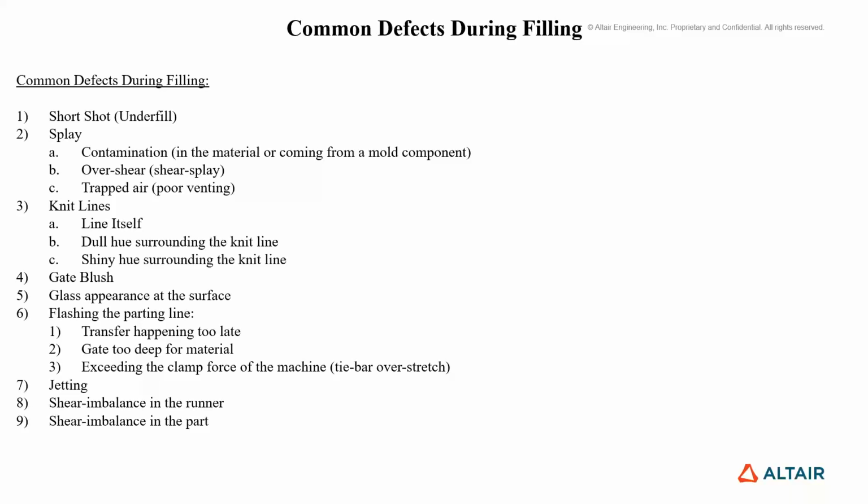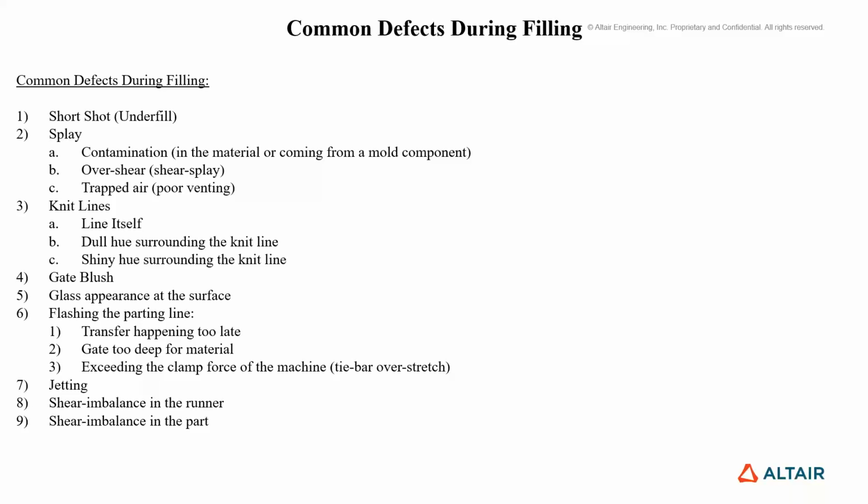Gate blush, glass appearance at the surface. If you take a heavily glass-filled material, or even not all that heavily, and you try to make it flow slowly, you'll see a lot of glass on your surface. As you make it flow really fast, one of those things about viscosity dropping with shear rate, if you run it really fast, the shear rate goes high, the viscosity drops, and it wets out the surface, and the glass stays underneath, and you don't see the glass. So if you want to get rid of the appearance of glass, you flow the material faster so that you get a resin-rich surface, and you hide the glass.